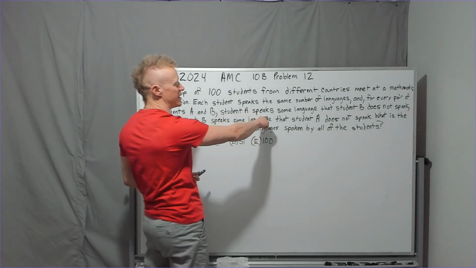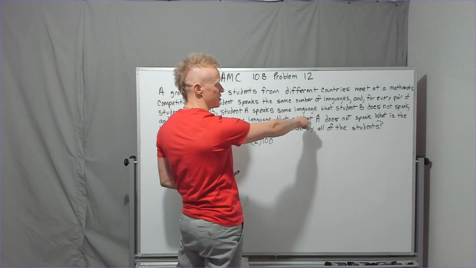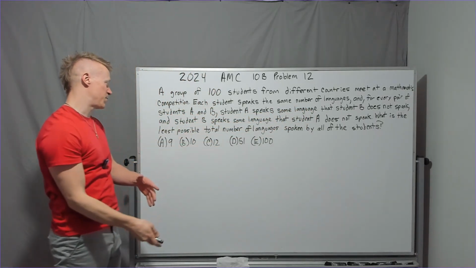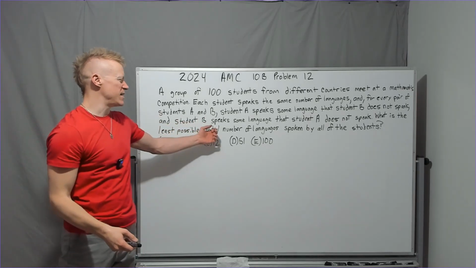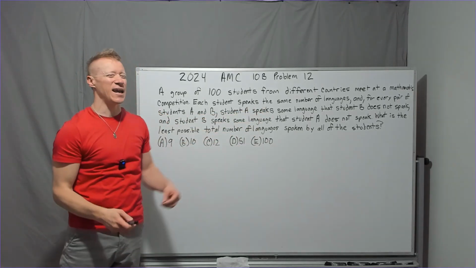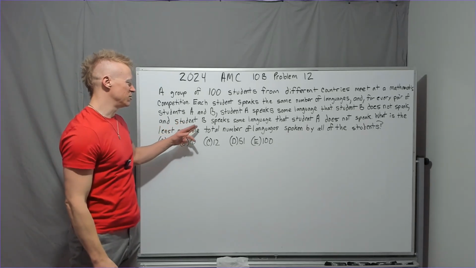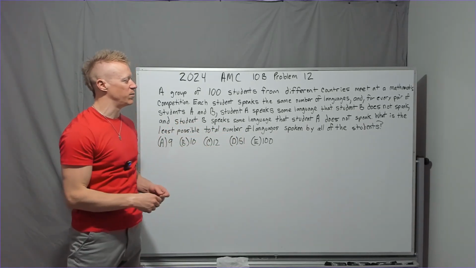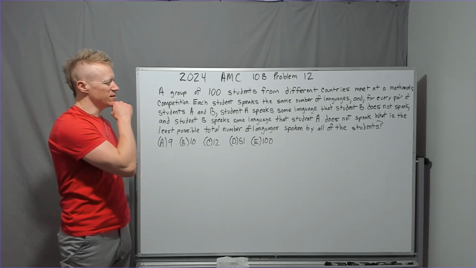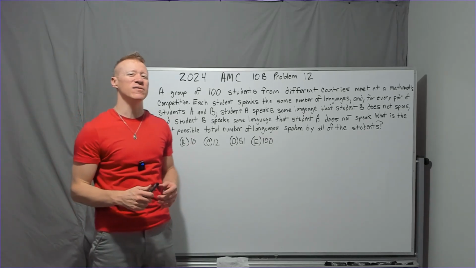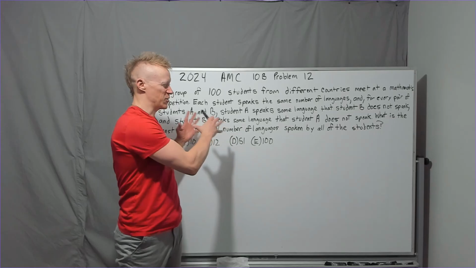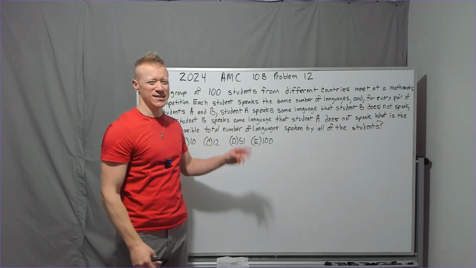Student A speaks some language that student B does not speak, and student B speaks some language that student A does not speak. What is the least possible total number of languages spoken by all of the students? So this problem takes a little bit of time to process. That's why I read it slow, what it is they're saying.